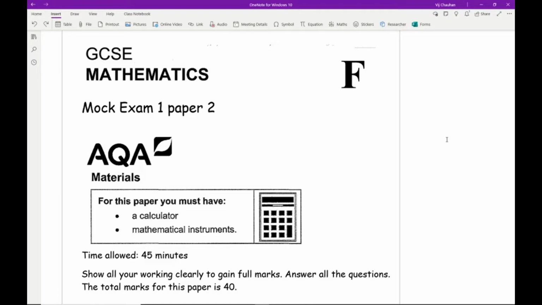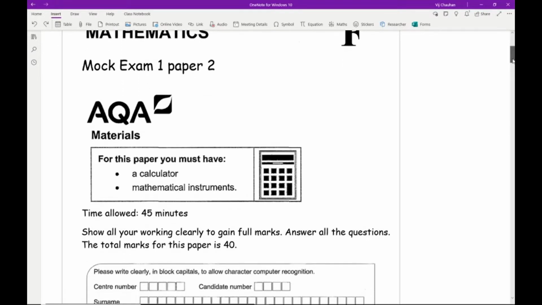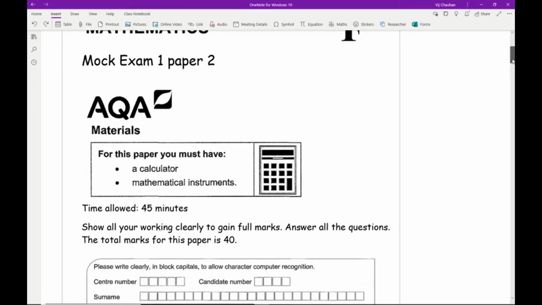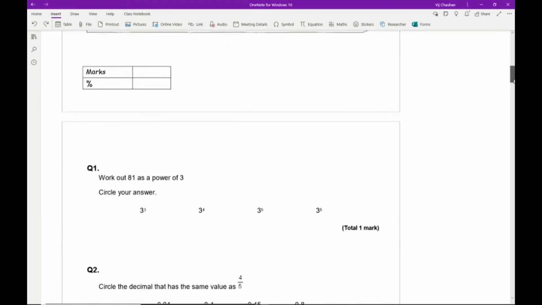So here what we're looking at is regularly a minute a mark, with 5 minutes of checking and reading time involved in that. So let's go straight into it.